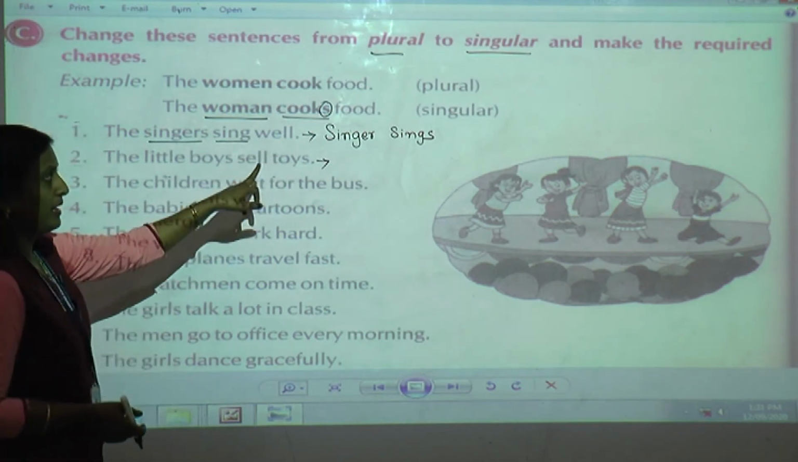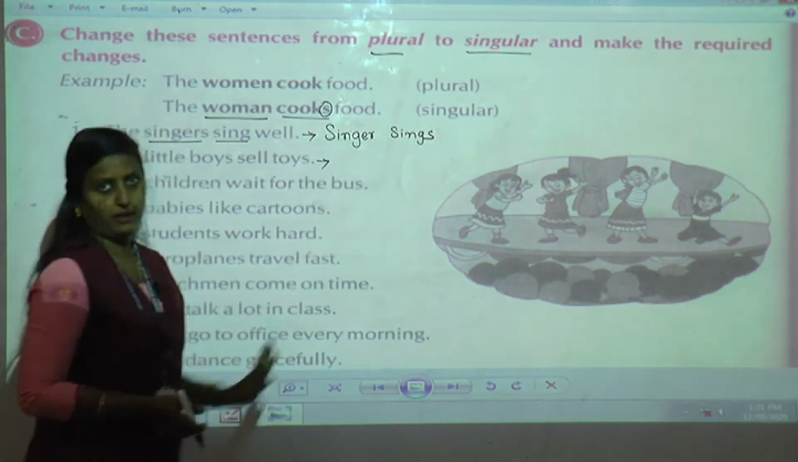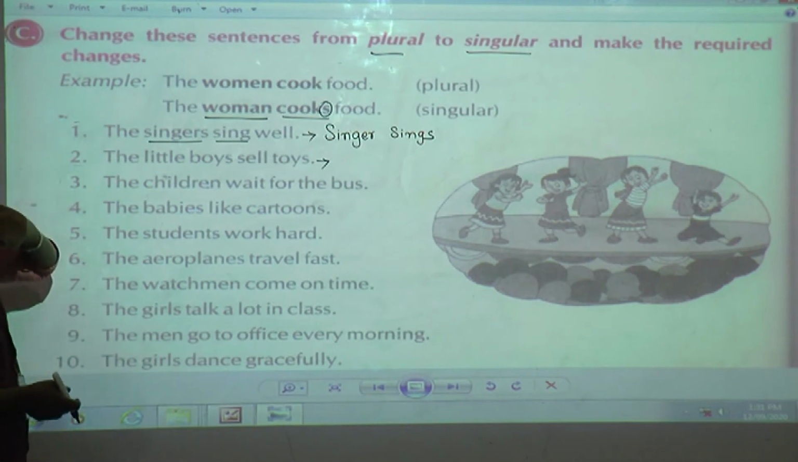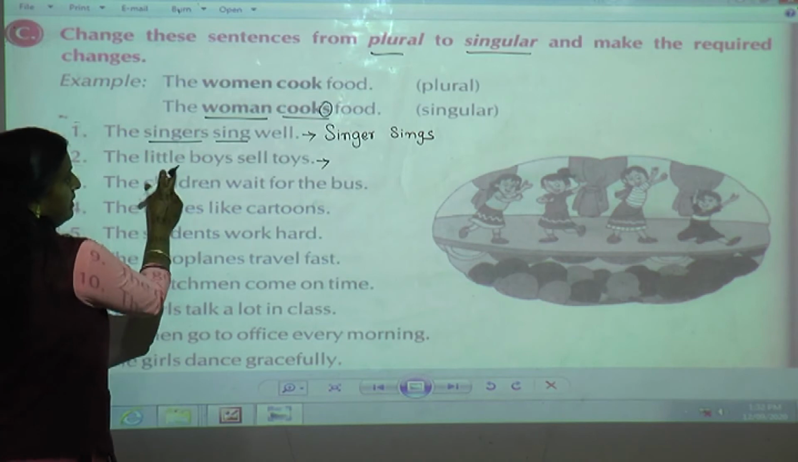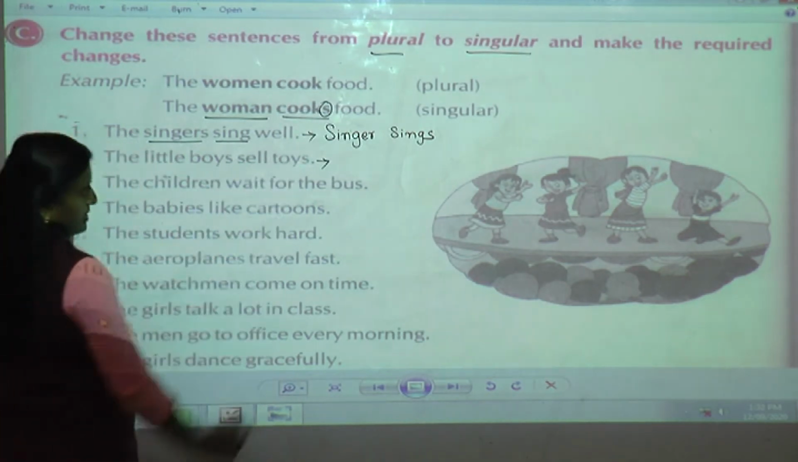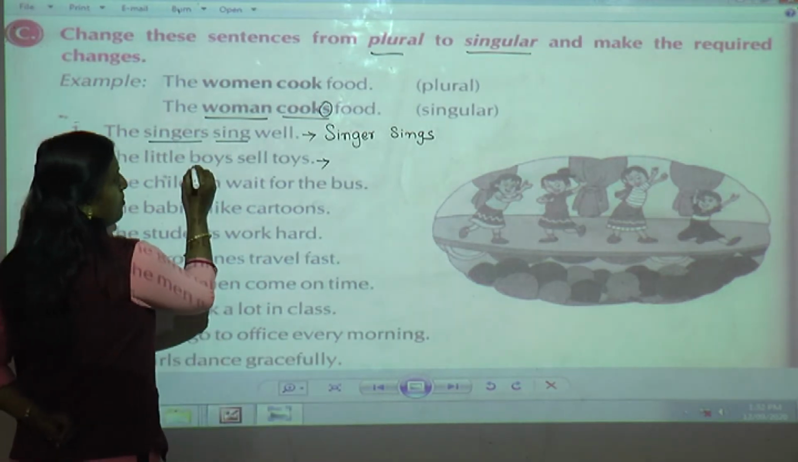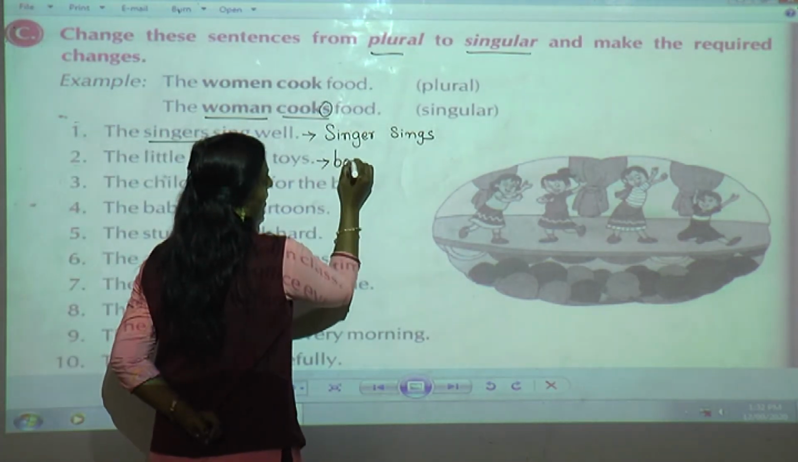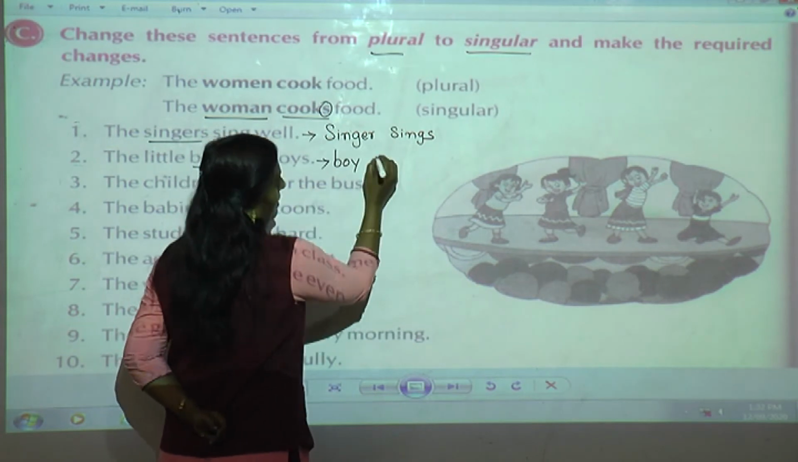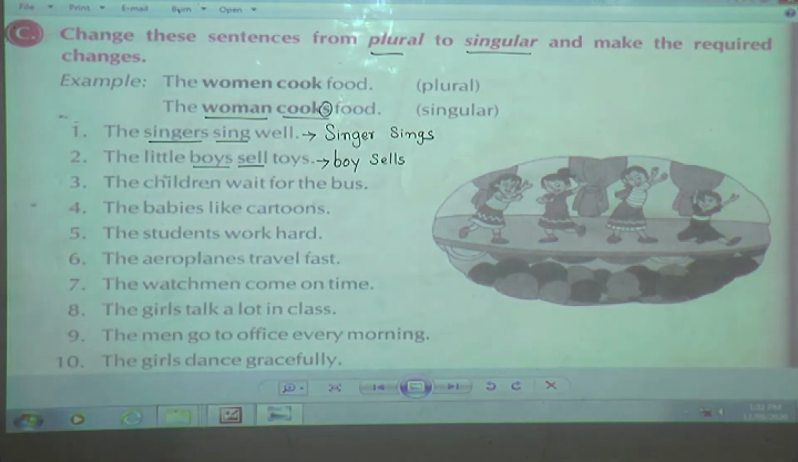Okay? As here there is no space to write the full sentence, whatever changes we are making, we will do only that. Here they have not told us to write the full sentence, so we only write the changes. Done? Now next. The little boys sell toys. Okay, the sentence is in plural form, so I will make it singular. So boys and the verb is sell. So boys will become boy and my verb will have s. Got it, everyone?